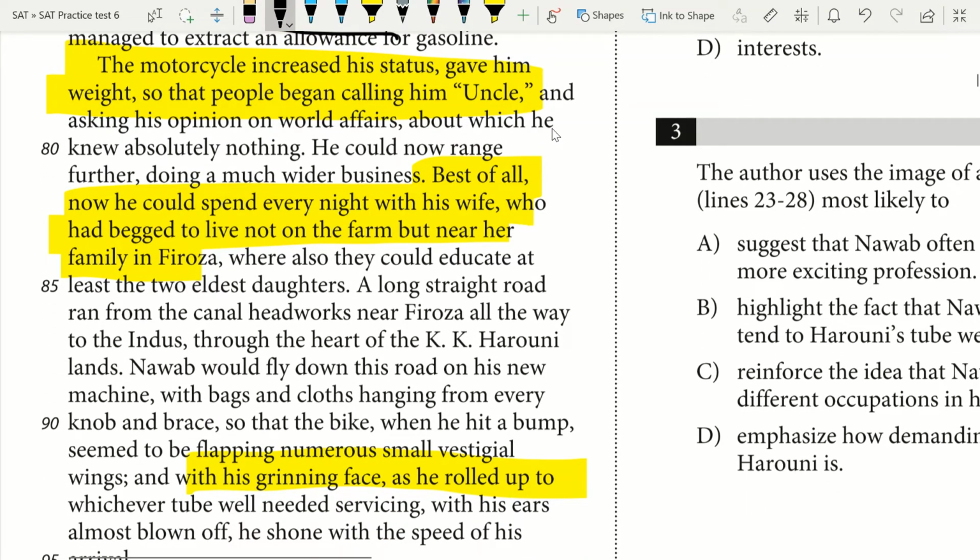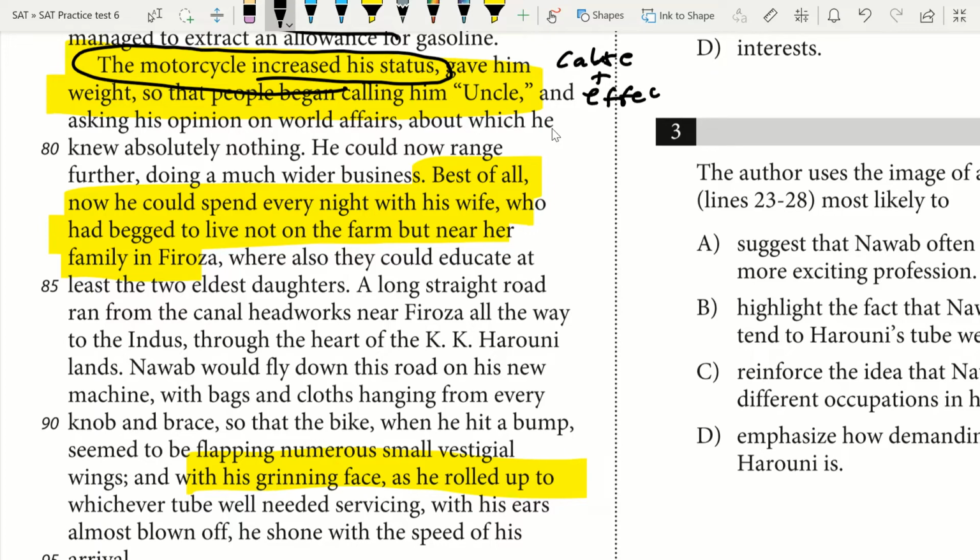Okay, the motorcycle increasing his status, giving him weight, so people began calling him uncle. That's really showing us a cause and effect relationship between the motorcycle and his status. And anytime I have a cause and effect relationship, I'm going to want to highlight that as well. So anytime I see cause and effect, that's going to be important. So I always want to highlight that.